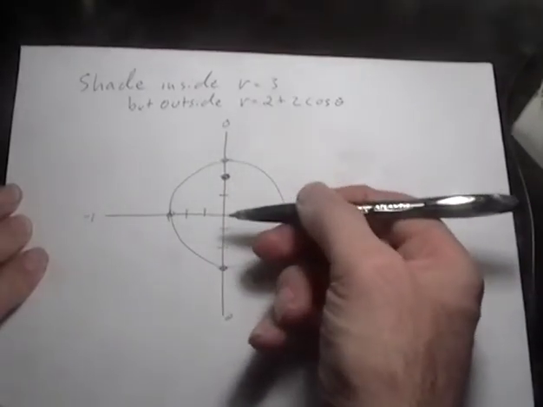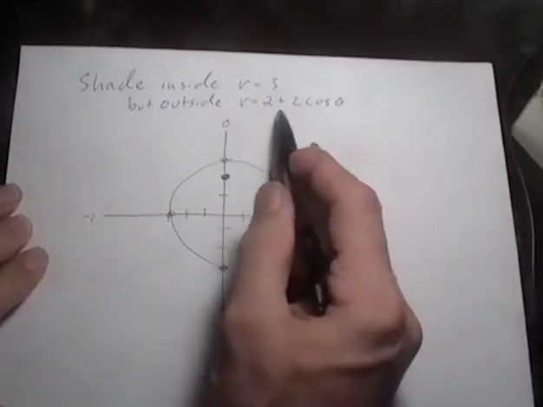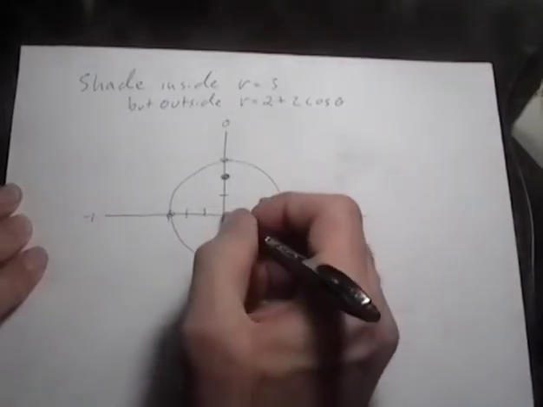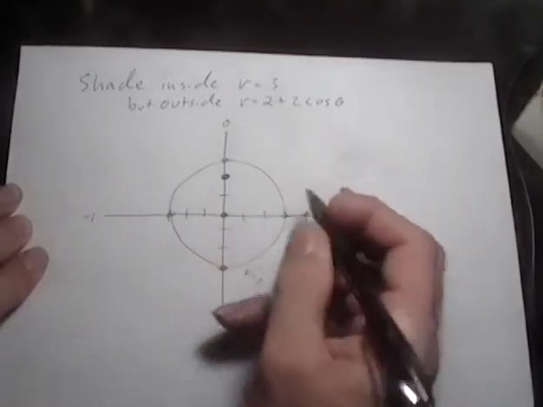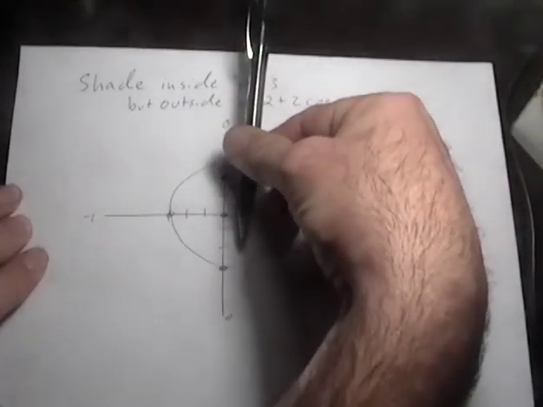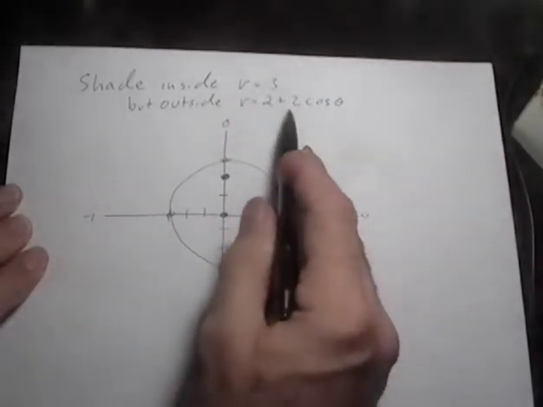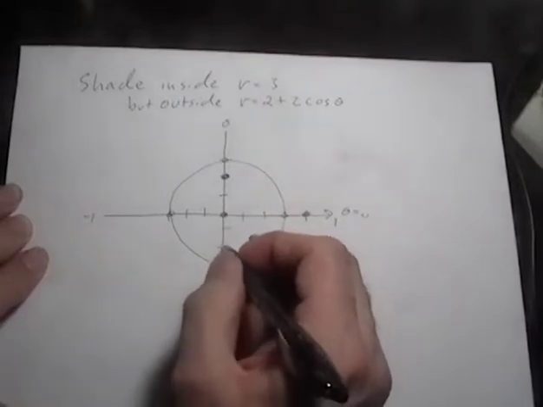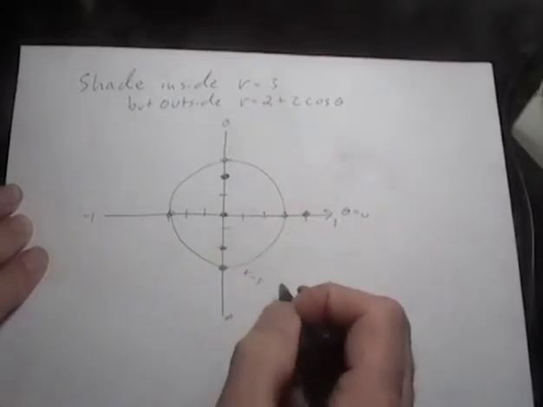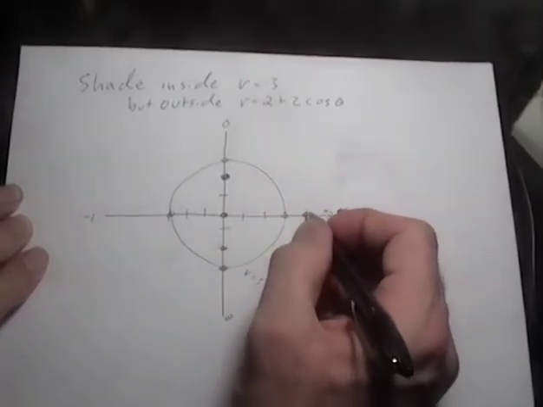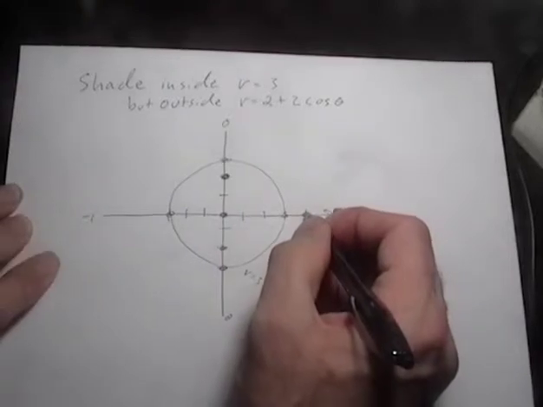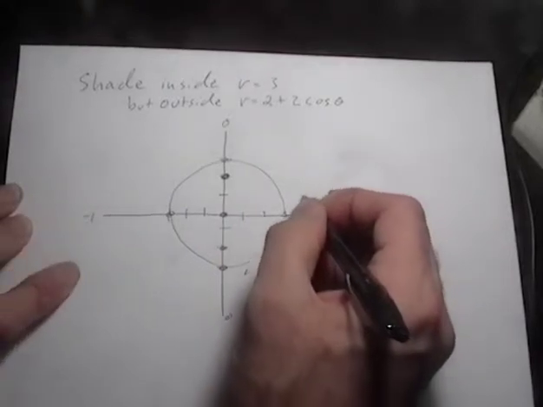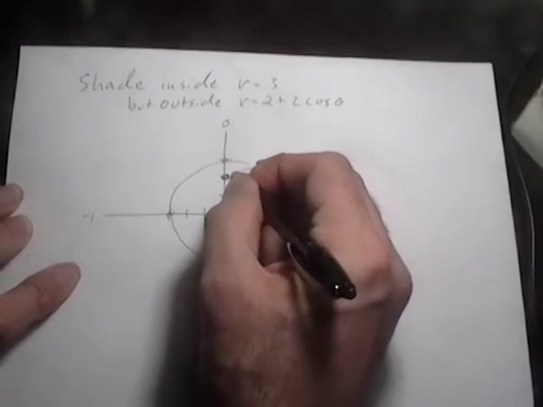In this direction, facing west, it would be 2 plus 2 times a negative 1. That would be 0. And in this direction, facing south, it would be 2 plus 2 times 0. That would be a 2. When I graph it, I expect to get something that looks like this.